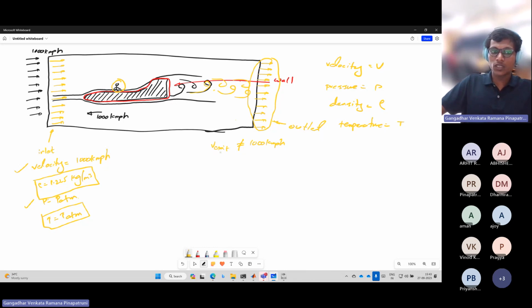We are already assuming that rho is not changing, that is density is not changing, 1.225 kg per meter cube. So this is constant. Temperature is also constant. So what about this pressure? Pressure at exit, not atmosphere. What about this pressure at exit and velocity at exit? These two things are not necessarily the same, as we already mentioned at the beginning.